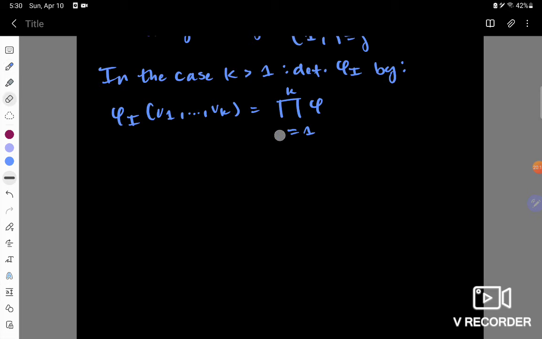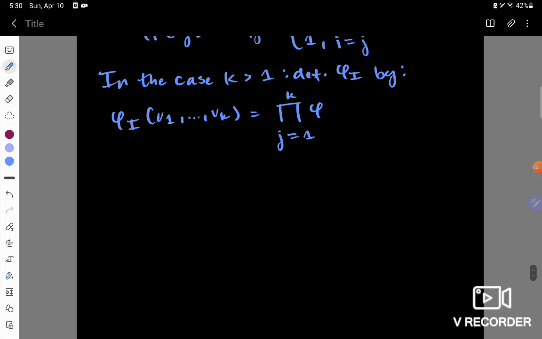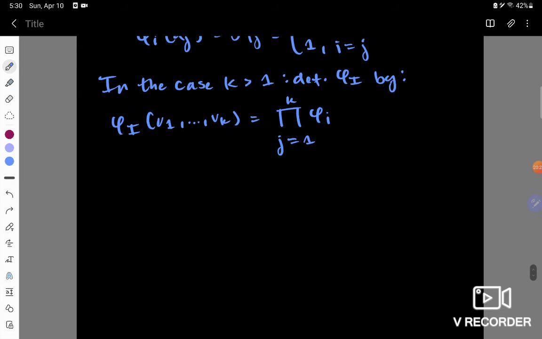Never mind, I'm not going to use the index I here. We have, let's say, j equals 1. Phi sub I sub j of v sub j. Yes, this is what we want. Where this will be phi I1 of v1 times phi I2 of v2, and so on and so forth till phi ik of vk for these vectors here.